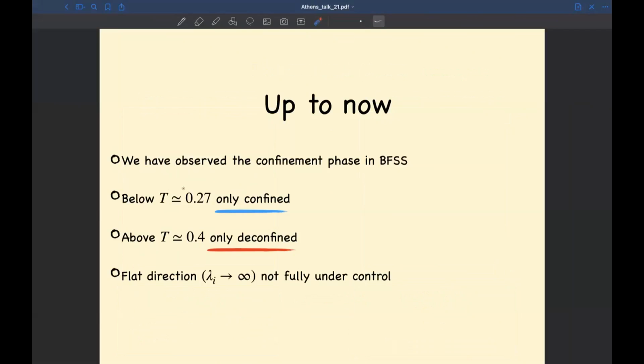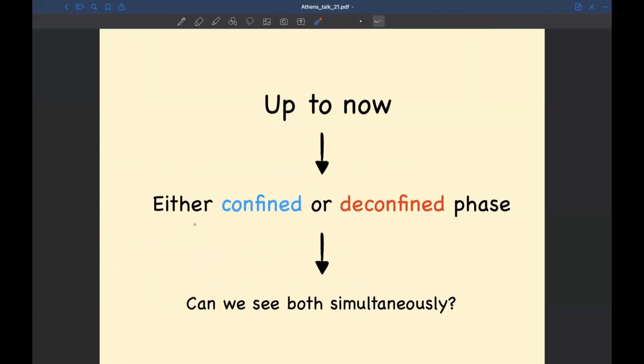So up to now, what I've shown is that we have observed the confinement phase in BFSS. A little bit more detail is that below temperature 0.27, we've seen only confined states, while above 0.7, we have only seen deconfined states. But in this particular case, for the BFSS model, the flat direction is not fully under control. So again, up to now, we can study either the confined or the deconfined phase. But the question I want to ask now is: can we see both simultaneously? And the answer will turn out to be yes. But for this, we have to use another model.